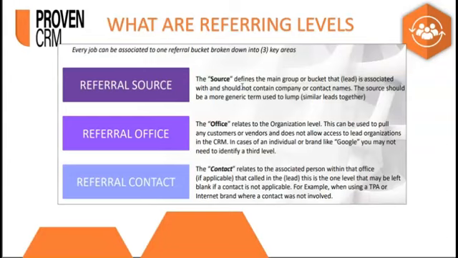The referring contact is the person within the referring company that called in the lead to you. If in the case of a job that has come in via a TPA or social media, the referring contact on a job would be blank. Just like the referral source, the referring company and the referring contact will also be visible when running referral reports within either Proven Jobs or in the CRM.